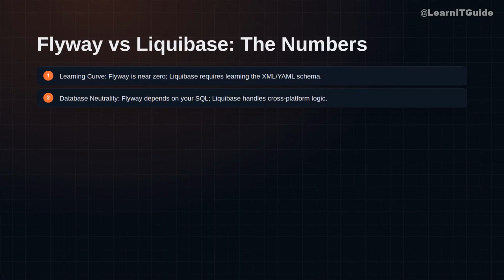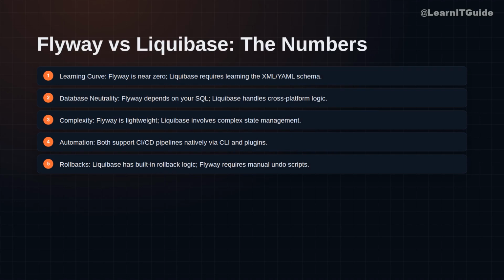So how do they stack up? Flyway has almost no learning curve if you know SQL, while Liquibase demands you learn its specific configuration schema. Liquibase wins on database neutrality, making it great for enterprise apps that move between vendors. However, Liquibase comes with significant management overhead. Both are excellent for CI or CD, but Liquibase offers native rollback support, whereas in Flyway, you have to write an undo script manually if things go wrong.